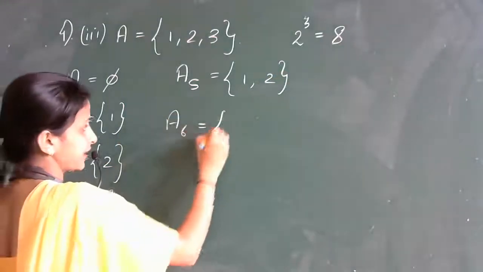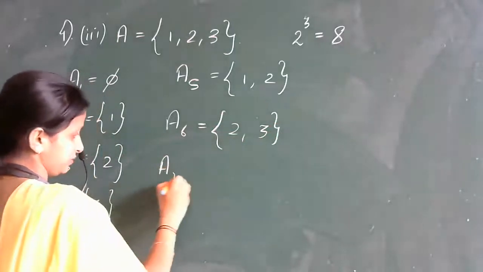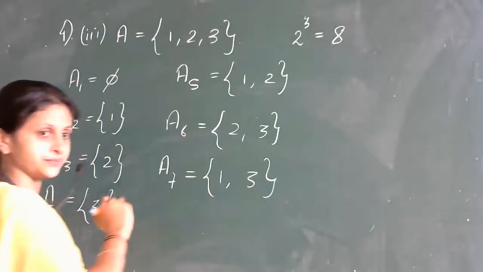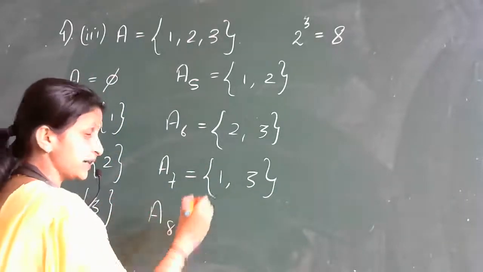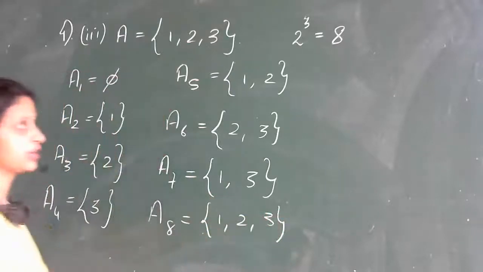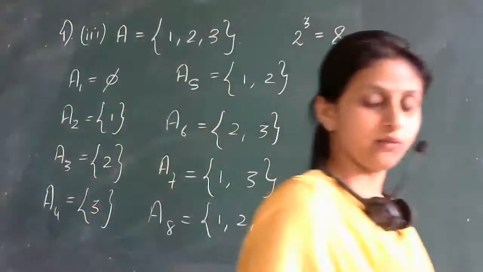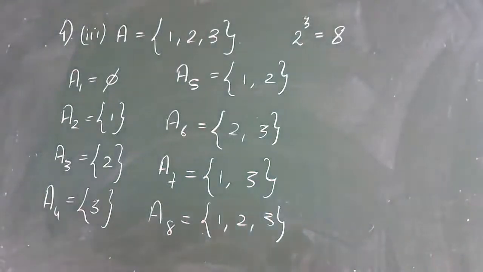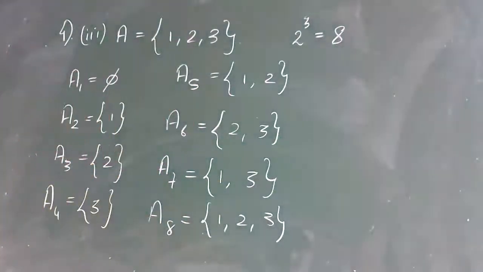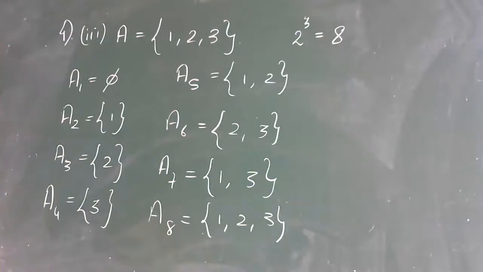Next, again it contains two elements. Let me take second and third. Next, again it contains two elements. Let me take first and third. And lastly, the set itself will be a subset, right? So we'll write the whole set. So here you can observe we have got 8 subsets of this set. Right? I hope you all are understanding. These are very easy. Yes, students? Okay. Last one.